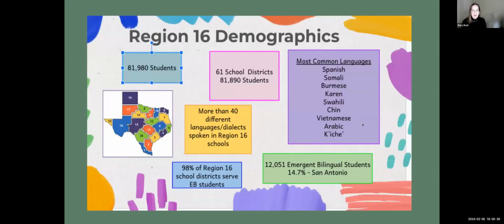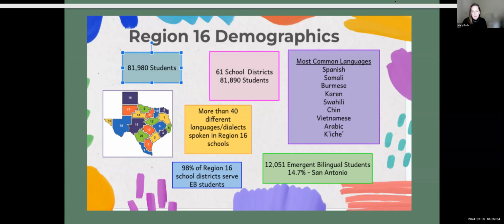Drilling down a little bit to Region 16 demographics, we have 81,980 students, distributed across our 61 school districts. And at Region 16, we serve all of those school districts. Within those school districts, we have more than 40 different languages or dialects that are spoken, and the most common ones are in that purple box. You can see Spanish, of course, is the top language. If you remember the other slide, 88% of the students in the state of Texas speak Spanish. So that is by far the largest second language that we have.